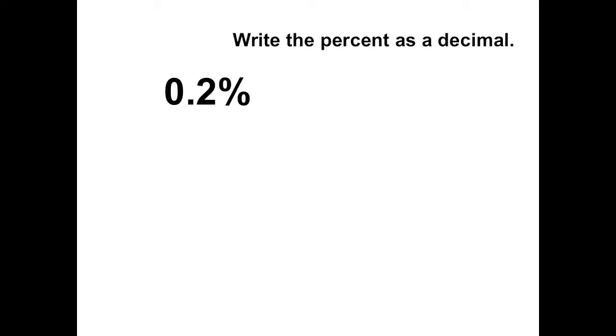To write a percent as a decimal, we can move the decimal 2 places to the left and add a 0. 0.2% as a decimal is 0.002.